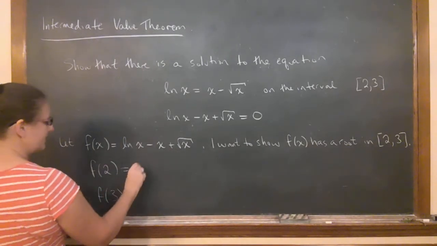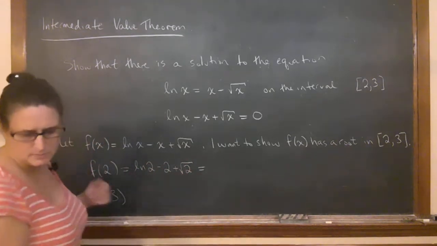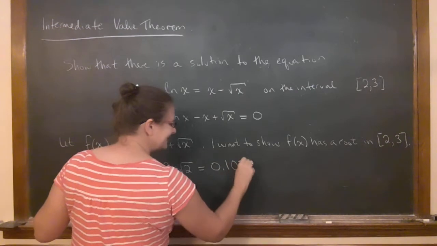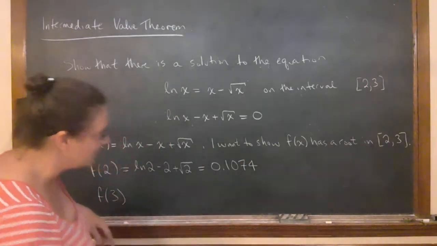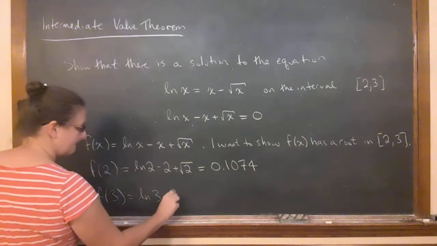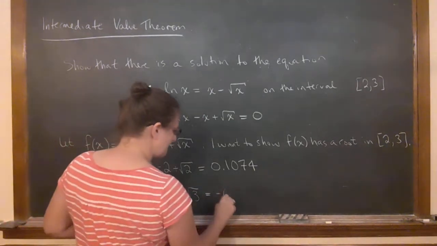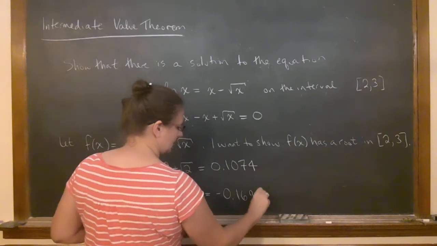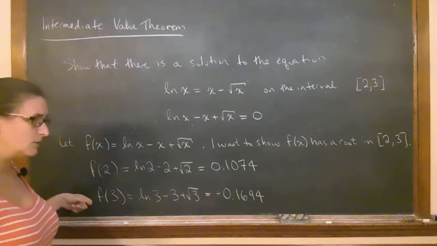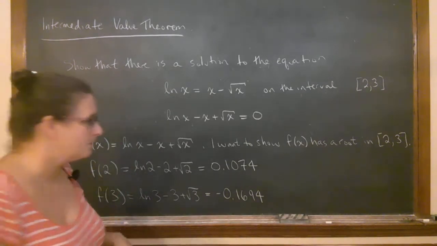I'm going to plug this in: ln 2 minus 2 plus square root of 2. And because I don't want to bore you by watching me not know how to use a calculator, I did it on my own time and brought it on a piece of paper. So that is that number. The other one is this number. Because the first one is positive and the second one is negative, by the intermediate value theorem, somewhere in the middle there's going to be a 0.